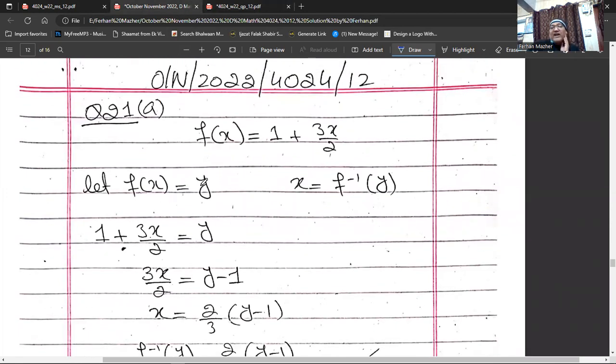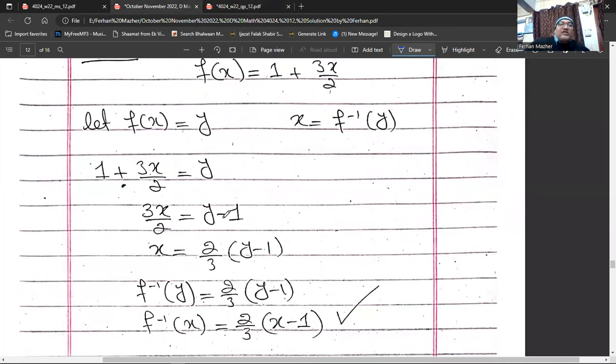Let f of x be equal to y, which means x is equal to f inverse of y. In the place of f of x, just put this expression: 1 plus 3x by 2 equals y. Now I will make x the subject of the formula. So 3x by 2 is equal to y minus 1. This 2 will go on the other side and multiply, and this 3 will go on the other side, it will divide. So x will be equal to 2 by 3 bracket y minus 1 bracket close. In the place of x, I will put this value, which is f inverse of y equals 2 by 3 of y minus 1. So I will change the variable. So you will have f inverse of x equals 2 by 3 bracket x minus 1.